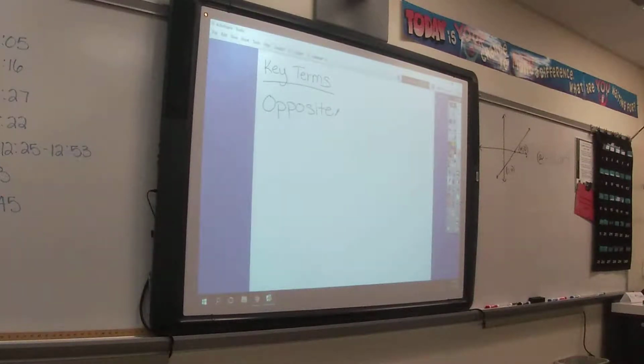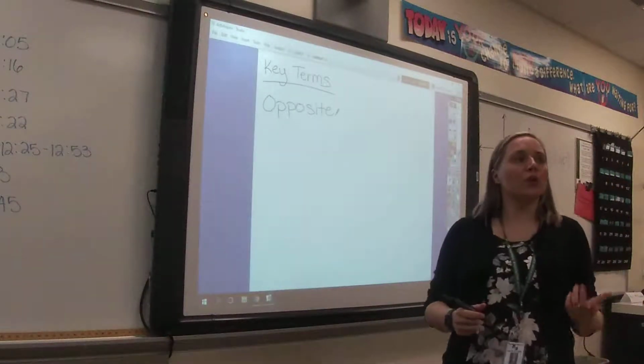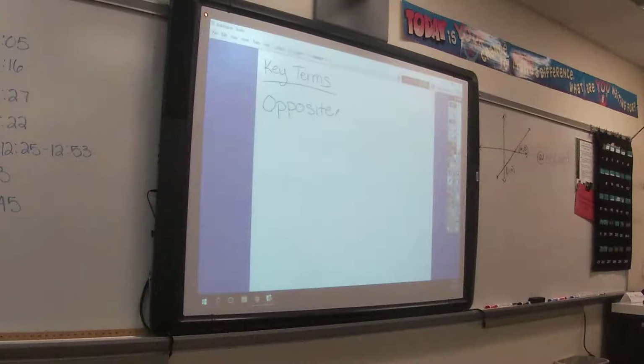Okay, so if I ask you for the opposite of 5, what do you say? Negative 5. If I say the opposite of negative 7, what do you say? 7. If I say the opposite of negative 2/3, what do you say? 2/3. So what does the opposite tell us to do? If it's positive, the negative side of it. If it's negative, the positive side. Right, so we are changing the sign.